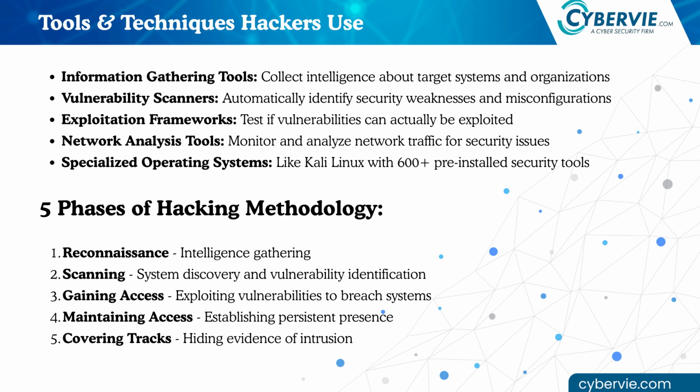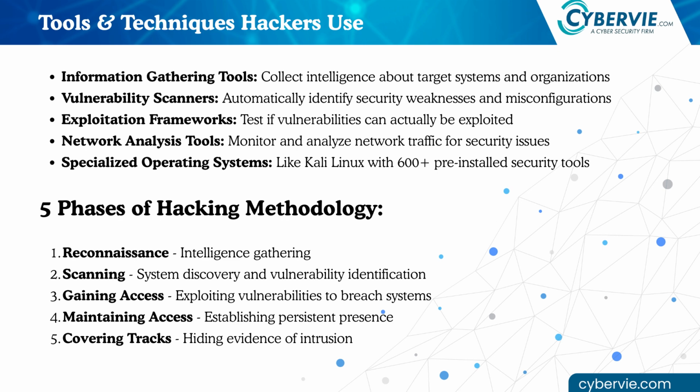Second is vulnerability scanners. This automatically scans systems to find common security problems, like having an X-ray machine that quickly finds broken bones. Next are exploitation frameworks. These test if the security problem found can actually be used by attackers. Next is network analysis tools. These watch network traffic to spot unusual or suspicious activities.